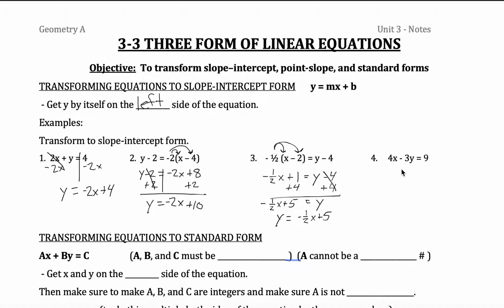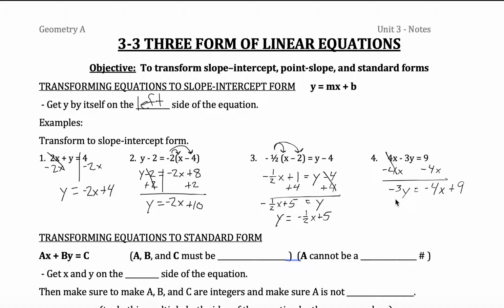Then taking a look at number 4, we have a standard form. So the first step that we're going to take is to get the y term by itself. So we're going to subtract 4x from both sides. That's going to cancel out the 4x's. Don't lose this negative sign. So that has to be a negative 3y equals negative 4x plus 9.